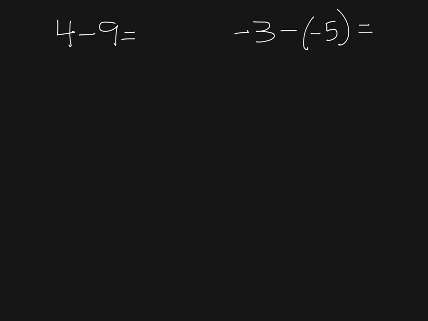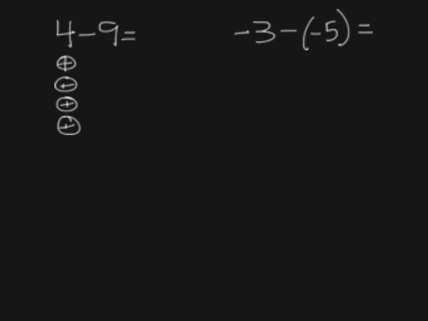Alright, let's try a couple more examples. In our first example, here we have 4 minus 9. So I'm going to draw 4 positive counters, 1, 2, 3, 4, because that's positive 4. And I need to take away 9 counters. Now, that's going to be a problem here, because I don't have 9 counters to take away. I only have 1, 2, 3, 4. So I need to find 5 more positive counters somewhere.